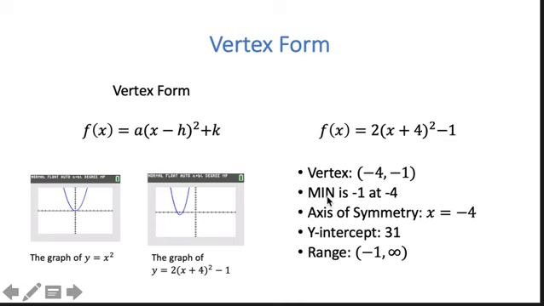So the minimum is -1. That's the y value, and it occurs at x equals -4. The axis of symmetry should be x equals -4. Plug in 0 for x to find the y-intercept. Hopefully you got 31. And the range goes from the y value here, which is -1, all the way up to infinity. All right, good job.